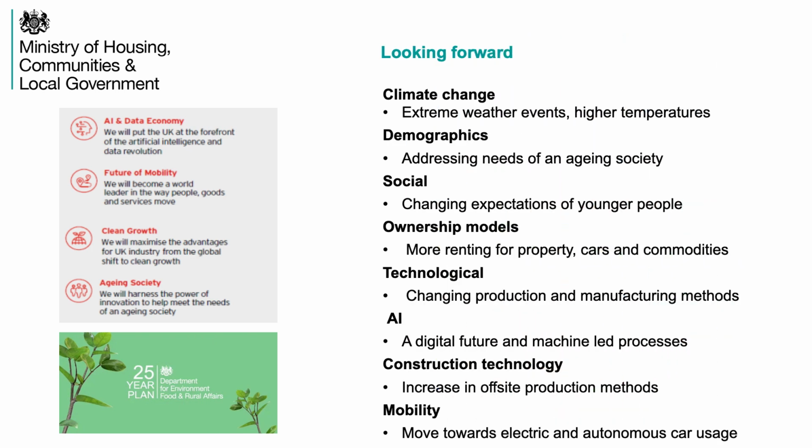We know we're in a time of rapid change, and we can see that there's much more on the horizon, and some of the impacts are more predictable than others. It includes climate change, but also the aging population, changing expectations of younger people. Ownership models are evolving, with more renting and more communal arrangements and sharing. Technology and AI are continuing to change production, manufacturing and construction. And there's a move towards electric and self-driving vehicles and other forms of personal transport, including electric bikes and scooters.